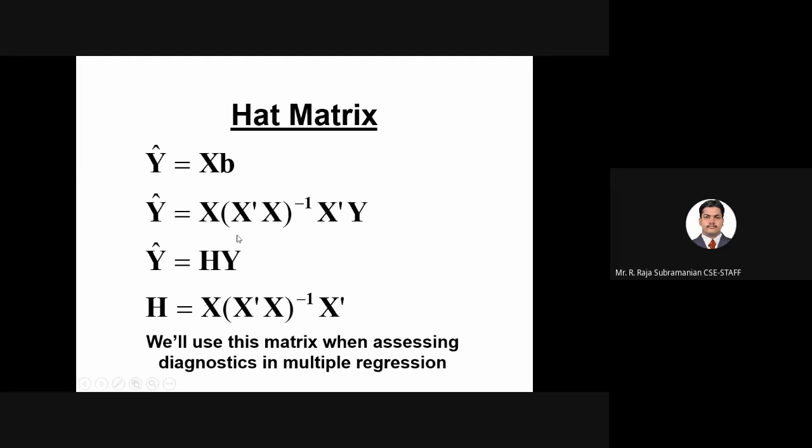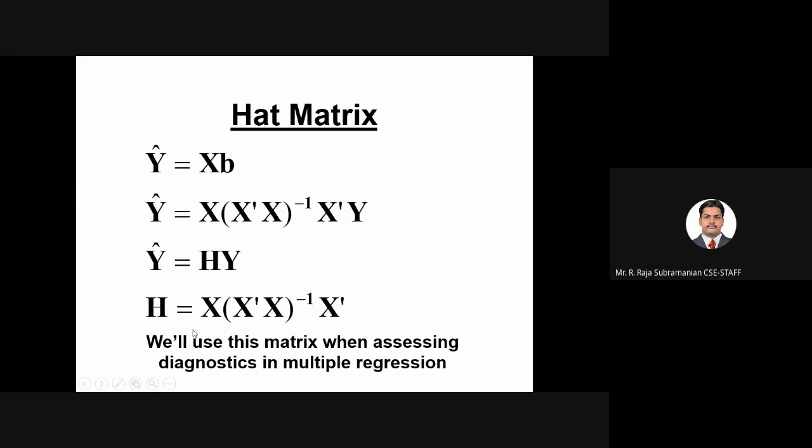Now we can have a representation for this. This y cap is going to be the predicted y value, and this y is the actual output response variable. Other than that, I have x into x dash x the whole inverse into x dash. All these terms I can denote as H, and this H is called the hat matrix. I repeat, this H is called the hat matrix.